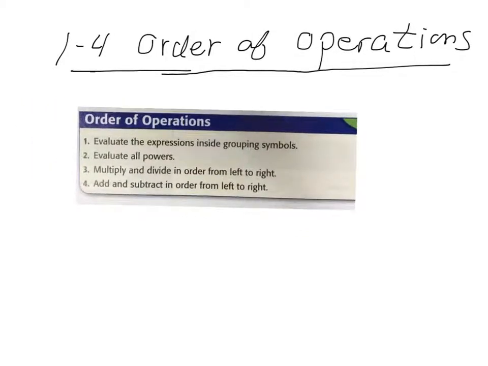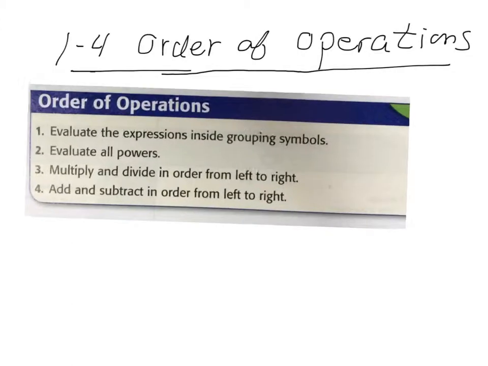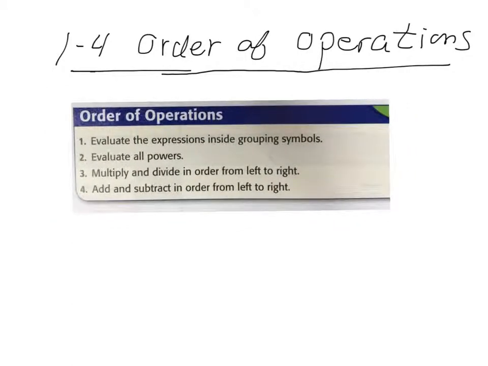So what we got going on right here, we have kind of the steps that we use. To start off with, we are going to evaluate the expressions inside the grouping symbols. So if I were to write an example down here, let's say I've got 5 plus 12 minus 3. Can I go ahead and put them in parentheses?